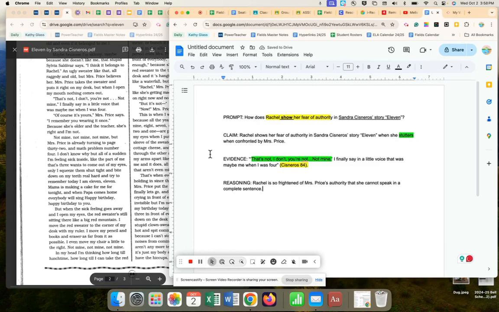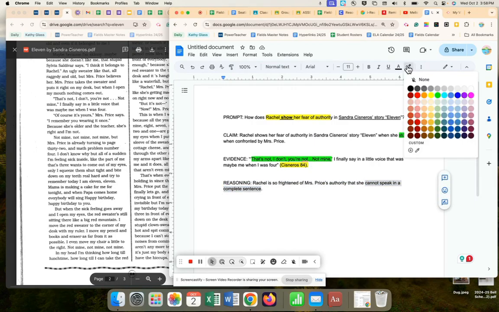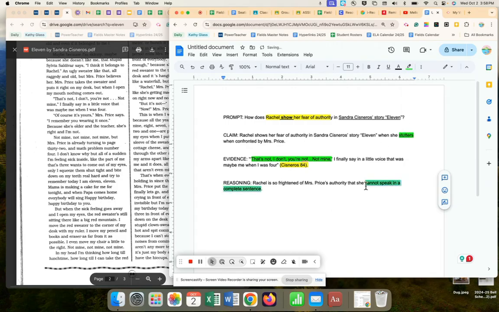So what I said here is Rachel's so frightened of Mrs. Price's authority that she cannot speak in a complete sentence. I'm going to put this together because, again, we're trying to match. This is about stuttering, right? So she's so afraid on the inside she can't speak in a complete sentence. That matches the stuttering, and it matches the word stutter. But again, I didn't say it in the same way, right?